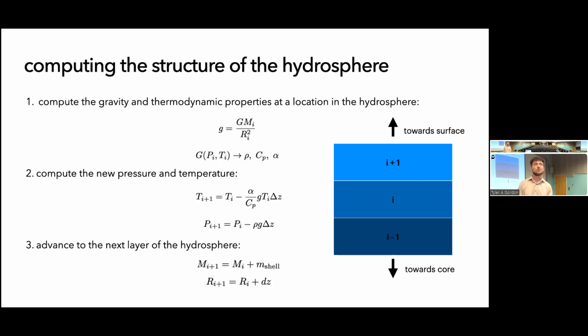In reality, often we're interested in doing this in the opposite direction because we don't necessarily know what the pressure and temperature are at the core mantle interface. So the way that you can do that is by setting as an input the total mass of the hydrosphere and then integrating downwards and iterating that integration a few times until you converge on the mass that you expect in order to get a consistent structure for the hydrosphere.